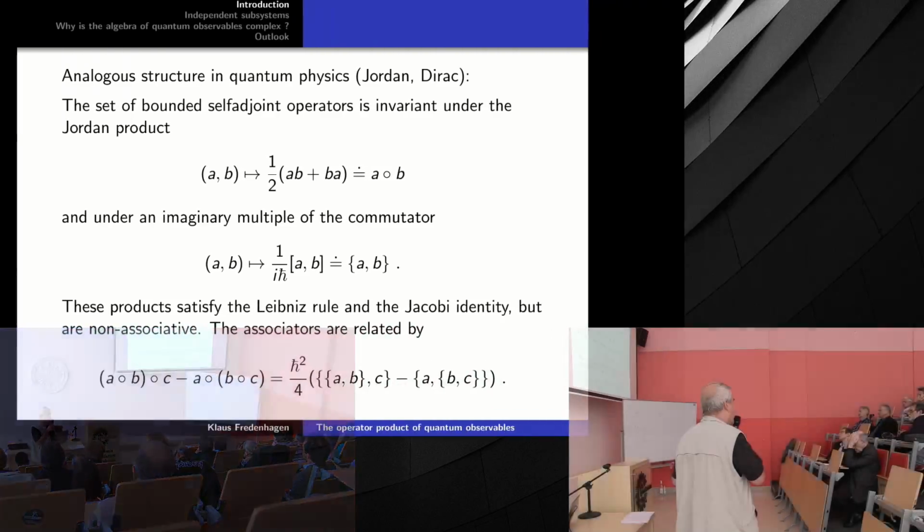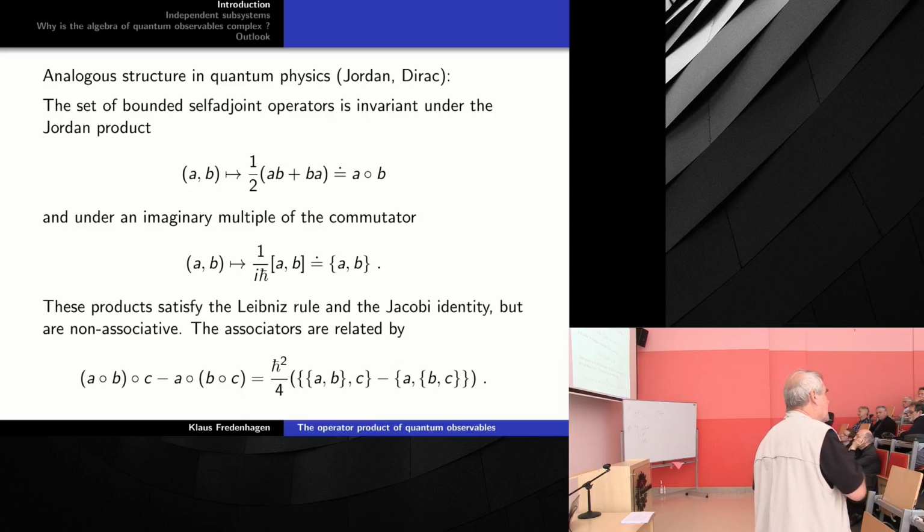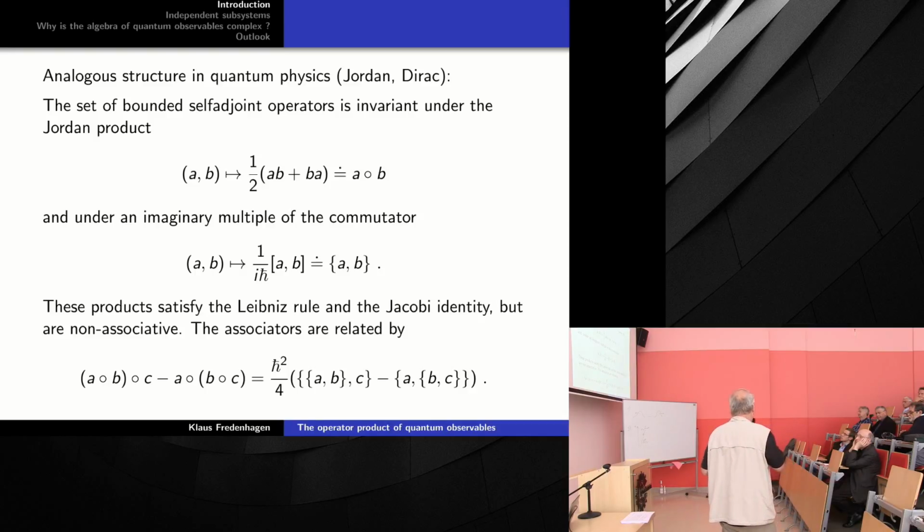Now there is a third relation which is satisfied by these two products. Namely, this is a relation between the associators. So these products are not associative. For the Poisson bracket, this is also true in classical mechanics, that this is not an associative product. But the product of numbers is, of course, associative. So the product does not depend on the way you perform the operations.